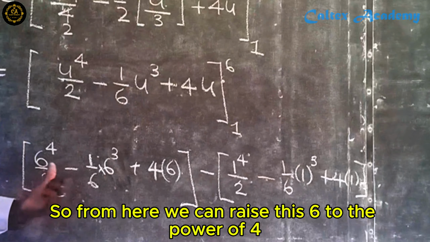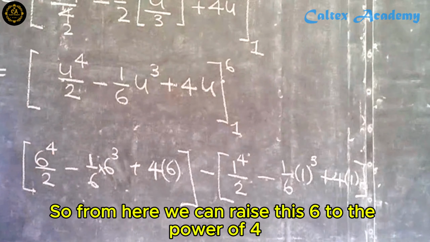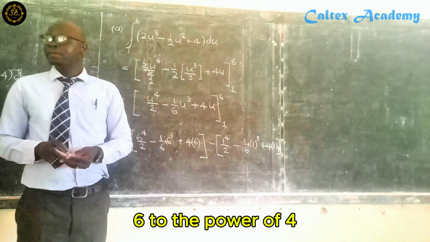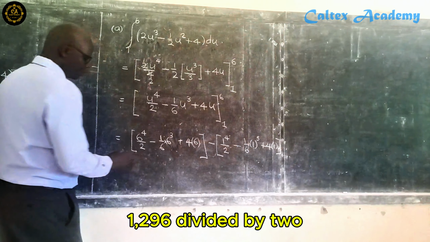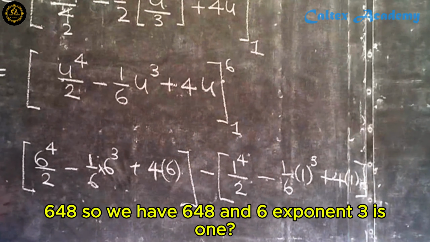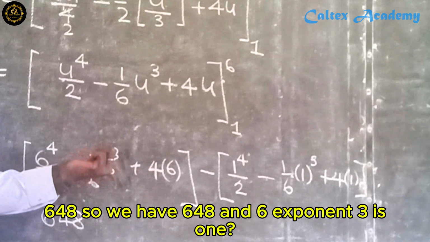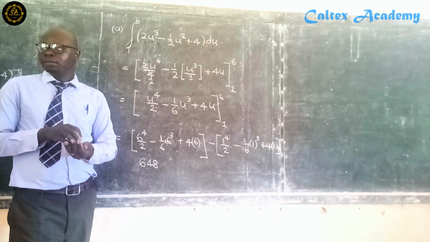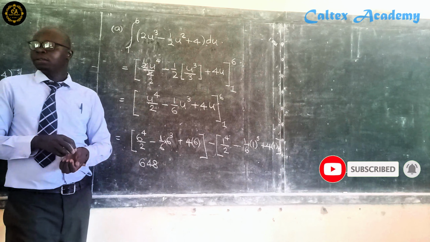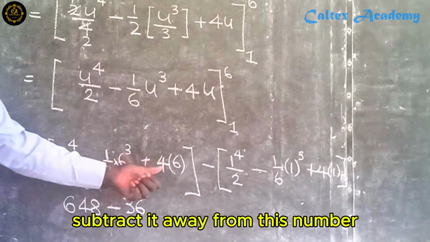From here, we can raise 6 to the power of 4. What is the result? 6 to the power of 4 is 1296, divided by 2 is 648. So we have 648, and 6 exponent 3 is 216, divided by 6 is 36. So we have here 36. Subtract the rest of this, so we move on to the next one.